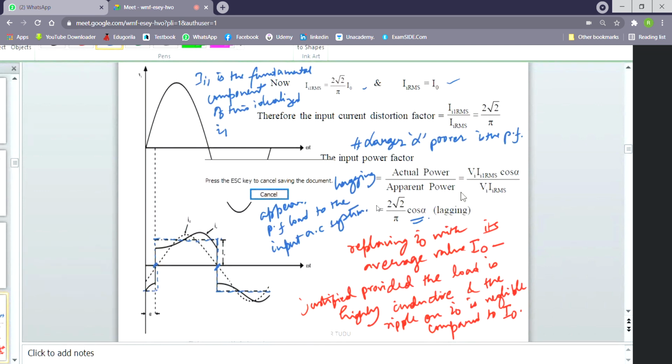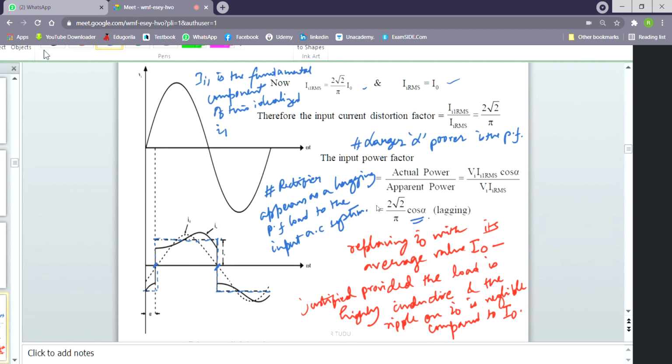One thing is also clear: if we talk about the original waveform, the input current contains a lot of harmonic current. So the input current has a significant amount of harmonic current, and therefore the rectifier will also appear as a harmonic source to the utility.